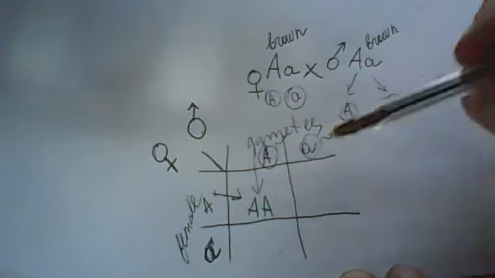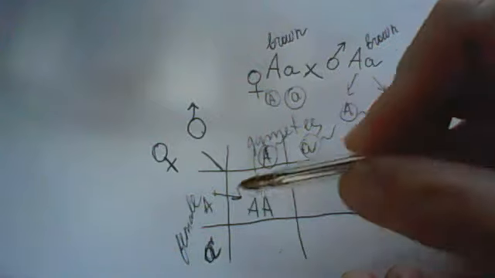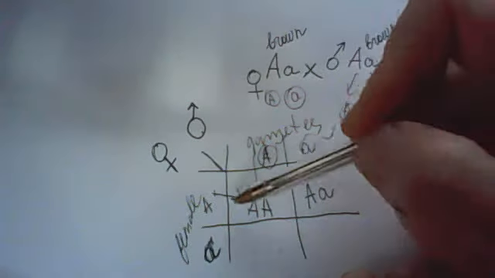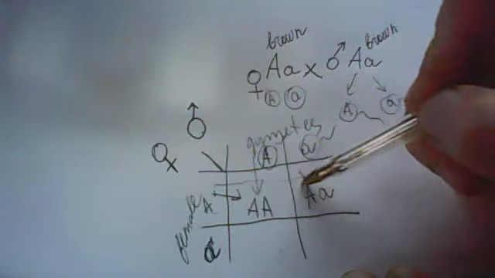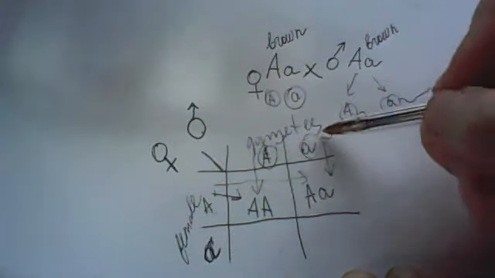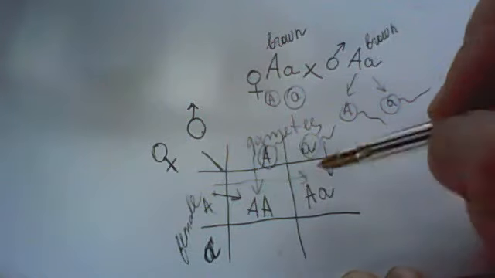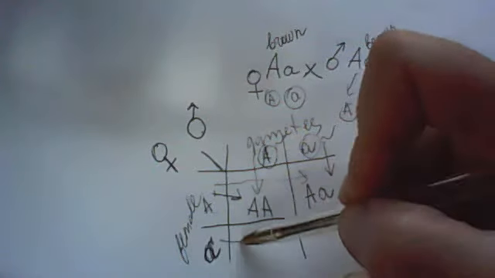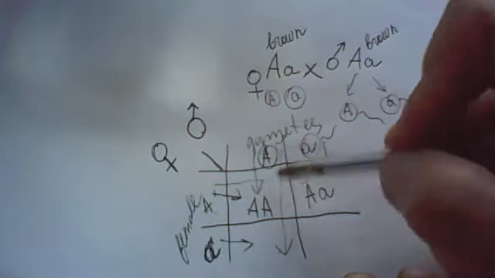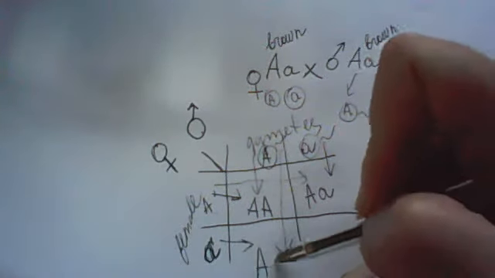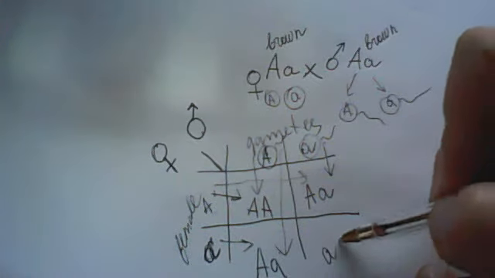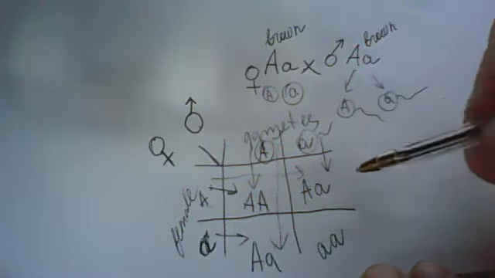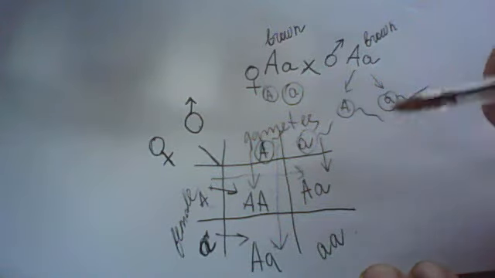And when the alleles are combined, we are getting a homozygous dominant genotype. In the next cell, we are getting the dominant allele from that egg and recessive from this sperm. So it's a heterozygote. We will continue combining sperm and egg, and we will get the Punnett square filled out. So that's how we completed the second step.